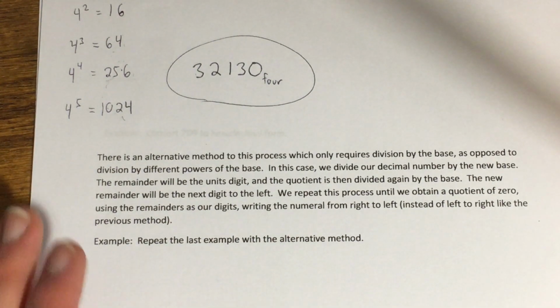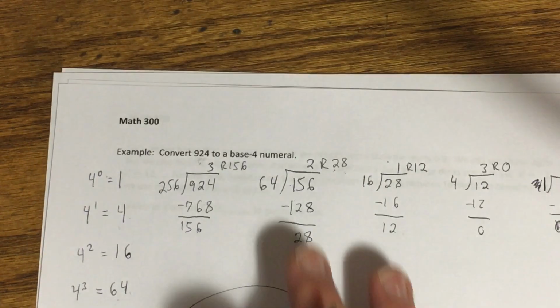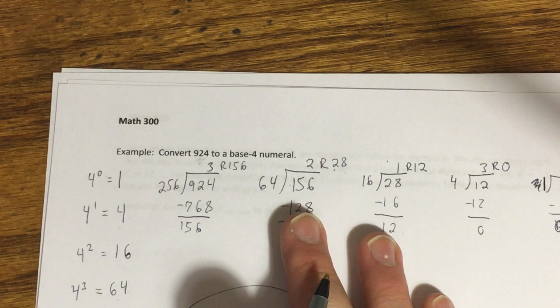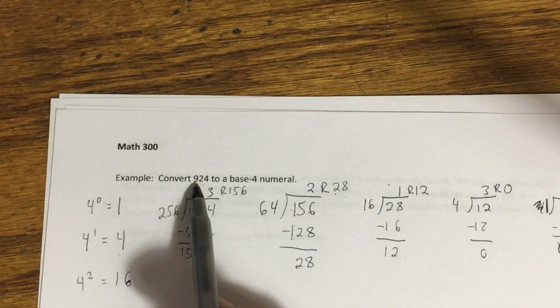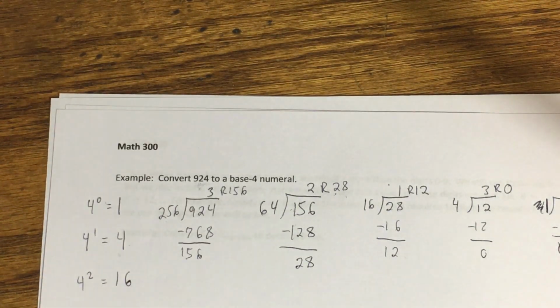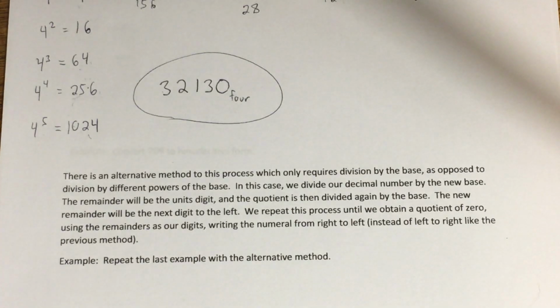So what I would like to do is go back to the previous example that we did and rework it. So I should be getting the same answer, but using a different approach. I want to see what happens if I just take my number 924 in decimal and divide by 4 repeatedly. The number 4 being the base that we're converting to.